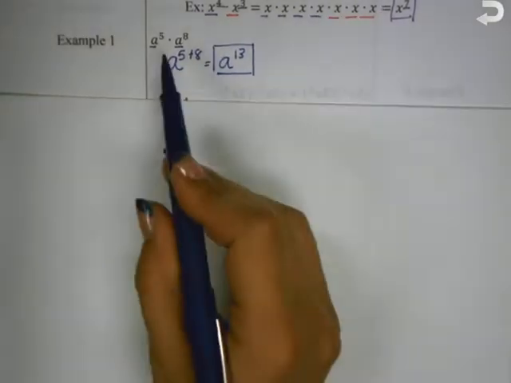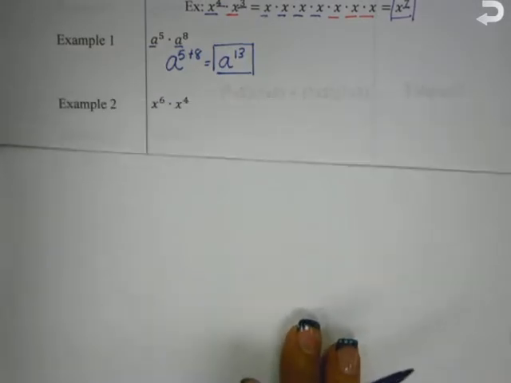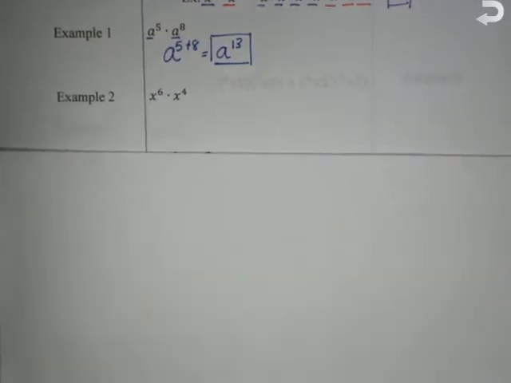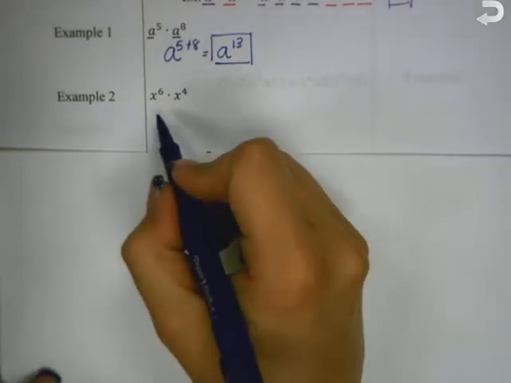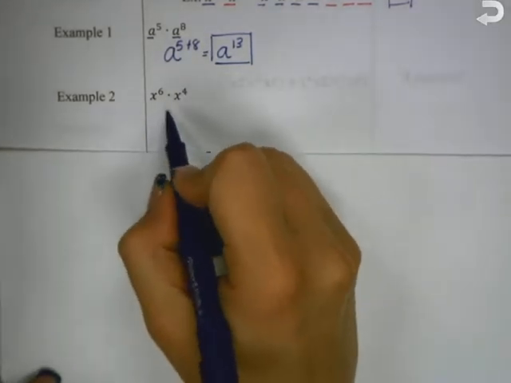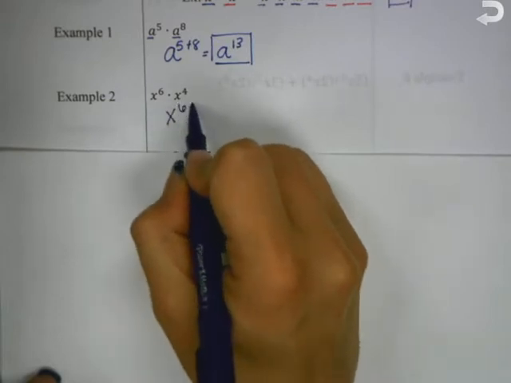Okay, so let's try example 2 by yourself really quick. How do I do this? X to the 6 plus 4, which gives me X to the? Very good, X to the 10th.